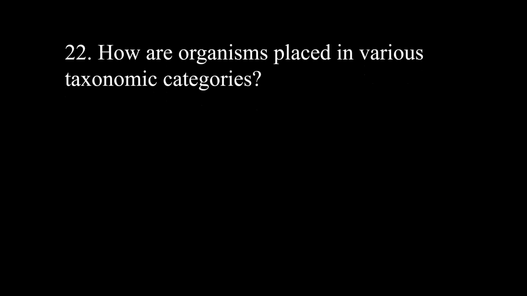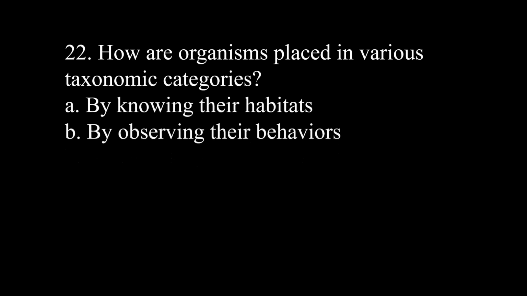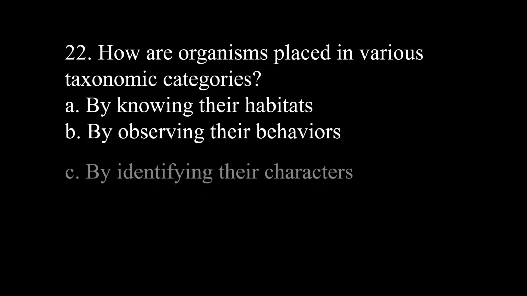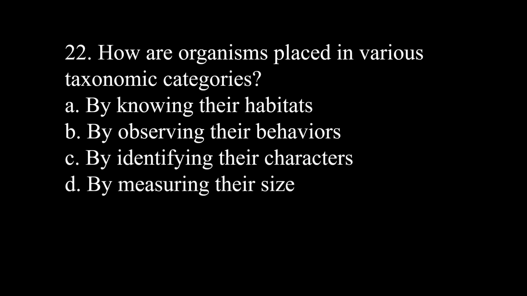How are organisms placed in various taxonomic categories? A. By knowing their habitats. B. By observing their behaviors. C. By identifying their characters. D. By measuring their size. The correct answer is C.